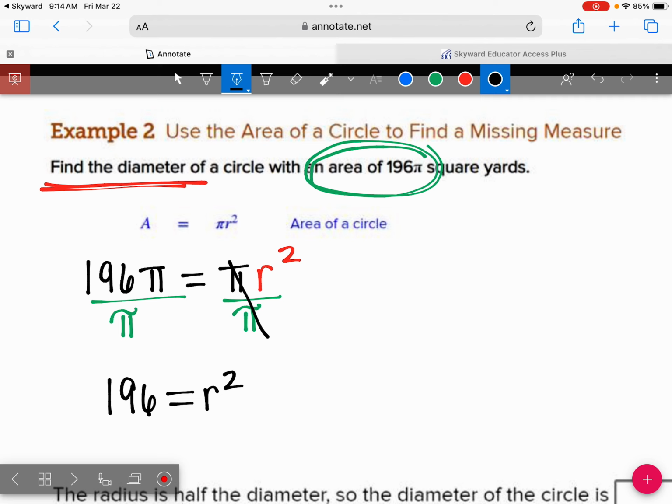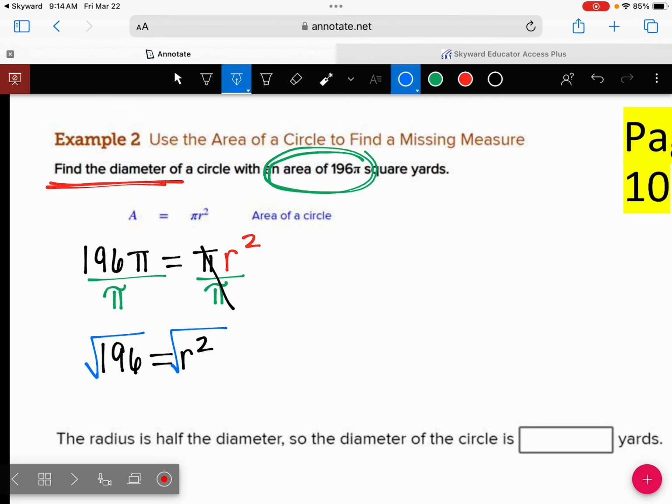I think I heard somebody say it, but I don't know. What's the opposite of a square? Square root, yep. So we got to take the square root of 196. So go ahead, hit that green button and then the x squared and type in square root of 196. And you should get that 14 is the radius.